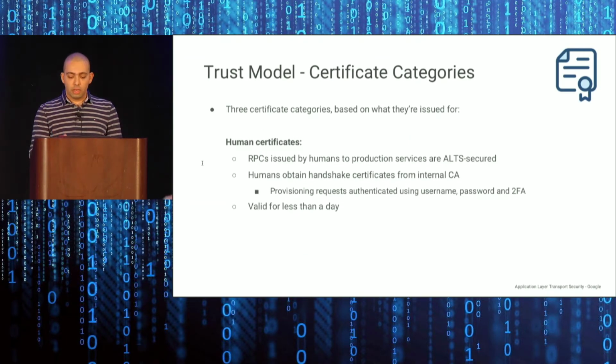Before I continue with how certificates are created, let's look at the 3 different categories of certificates in ALTS. So I said that we have something called master certificates that are used to sign or verify handshaker certificates. These are types of certificates. But now, who are the certificates issued for? They can be issued to humans. So these are called human certificates, and basically they're issued to developers, and they're used to ALTS secure all RPCs that developers send to the production network. These certificates are usually short-lived. They last for less than a day.